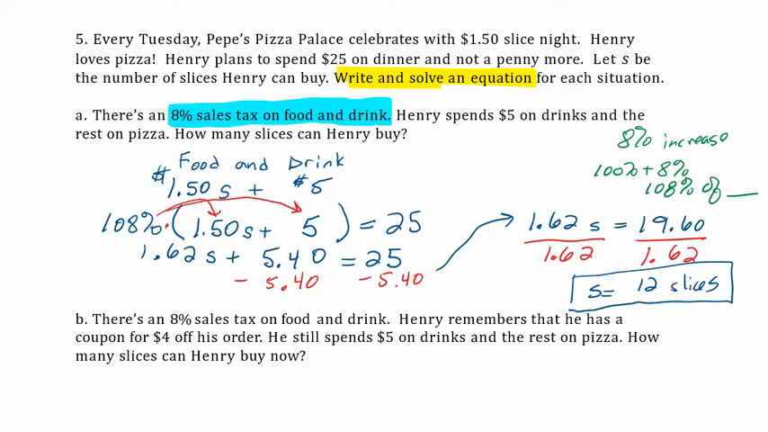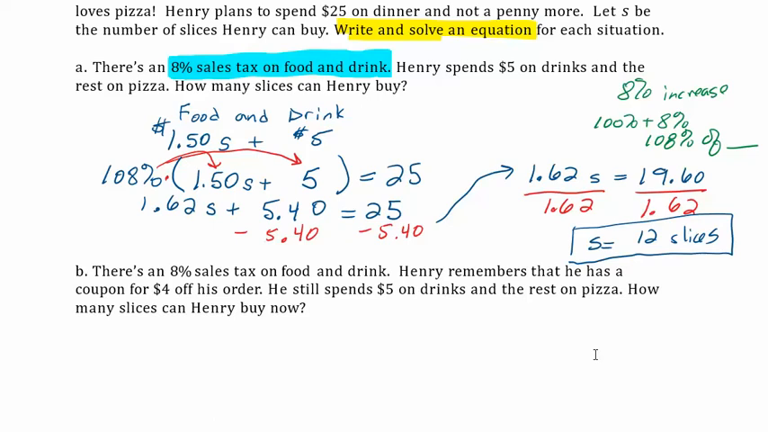All right, let's take a look at B. Little different scenario here. There's still the 8% sales tax on food and drink, but Henry remembers that he has a coupon for $4 off his order, and he still spends $5 on drinks and the rest on pizza. How many slices can Henry buy now? Write an equation and solve it. Pause the video and start it up when you're done.